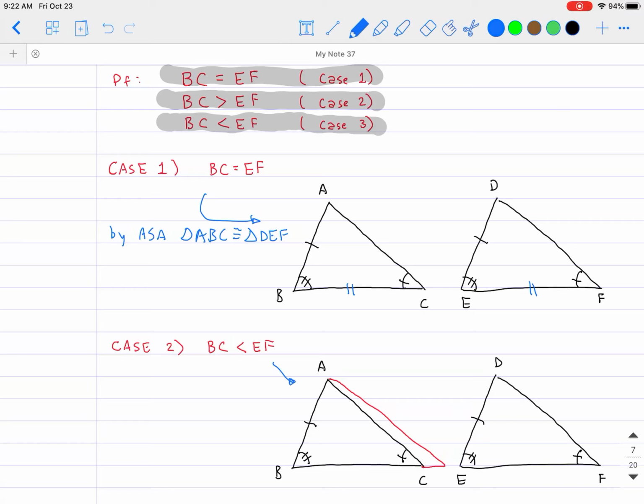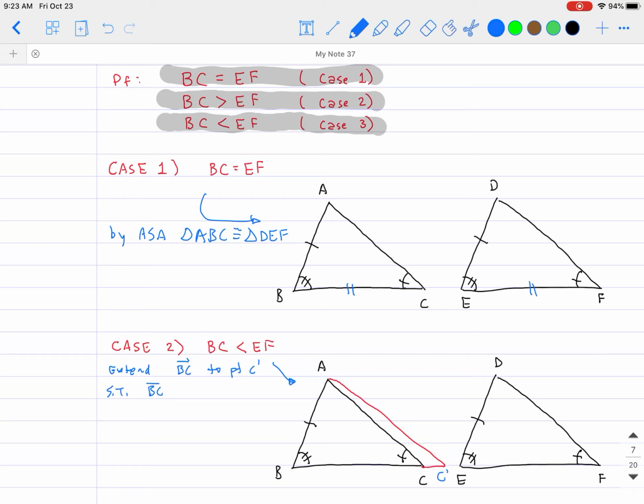So that's the ideal condition. Now, let's go ahead and look at case 2. What if BC is smaller than EF? Then, if you notice in triangle ABC, I've extended the line BC, so that we can go out as far as we can so that it becomes equal to EF. So basically I'm going to introduce a point on line BC such that BC prime is going to be congruent to EF then. So let me write that right here.